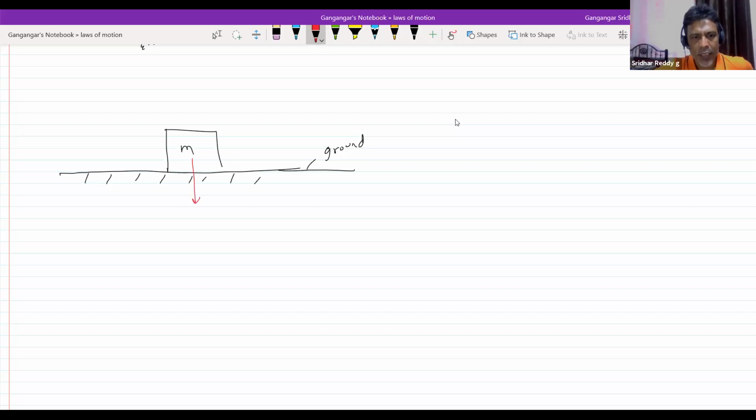Force due to gravity. That is what mg will act. Then, so these two surfaces are in contact. So the reaction by the ground, the normal reaction by the ground will be in this direction. This is what N. So what is this N? By the ground on the block. By the block on the ground.